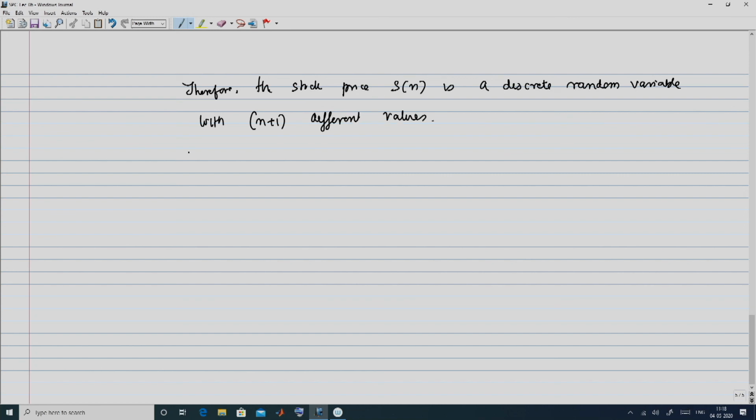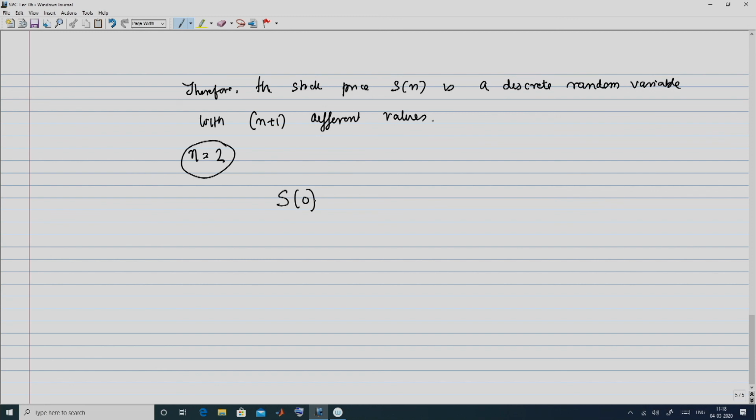So, therefore, the stock price Sn is obviously a discrete random variable with n plus 1 different values. So, I just conclude the discussion with a graphical representation for n is equal to 2.